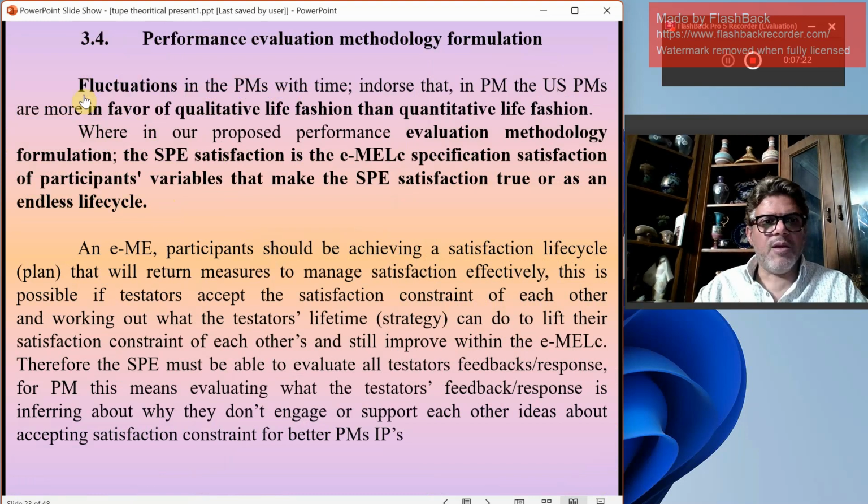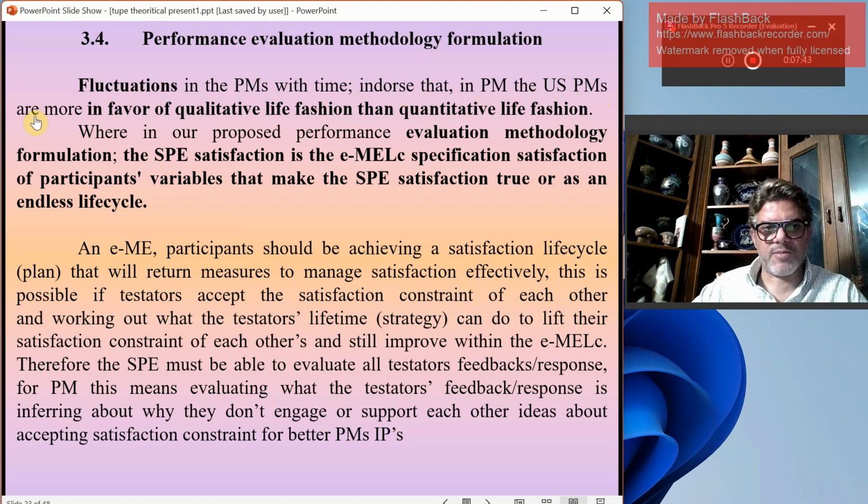Okay, let's start. Fluctuations in the performance measures with time indicate that, in performance measurement, user satisfaction performance measures are more in favor of a qualitative fashion than a quantitative fashion. So this was the literature point of view. Now, in our proposed performance evaluation methodology formulation, the satisfaction performance evaluation satisfaction.